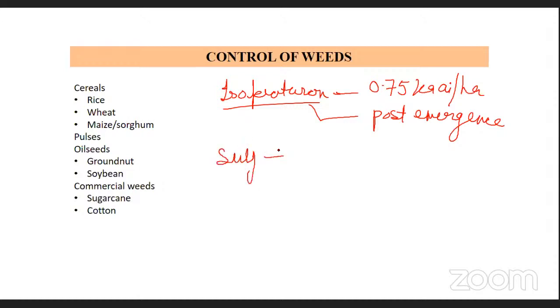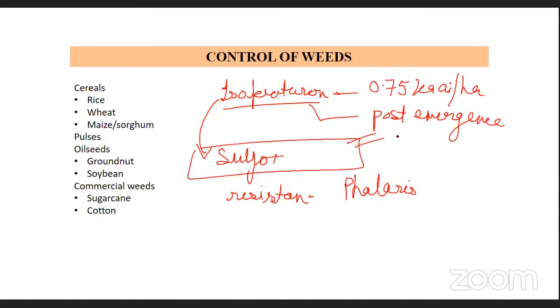Okay, and this isoproturon is also used as a post-emergence herbicide. Sulfosulfuron is very much used nowadays, because it is the alternative herbicide to isoproturon. So the resistant population of Phalaris minor, which has become resistant in wheat fields due to isoproturon, can be controlled through sulfosulfuron, and this is very important nowadays. The trade name of sulfosulfuron is Leader, and the trade name of isoproturon is Isoguard.